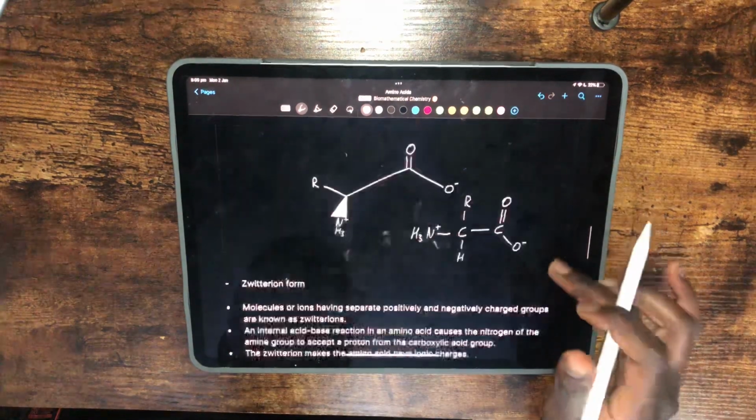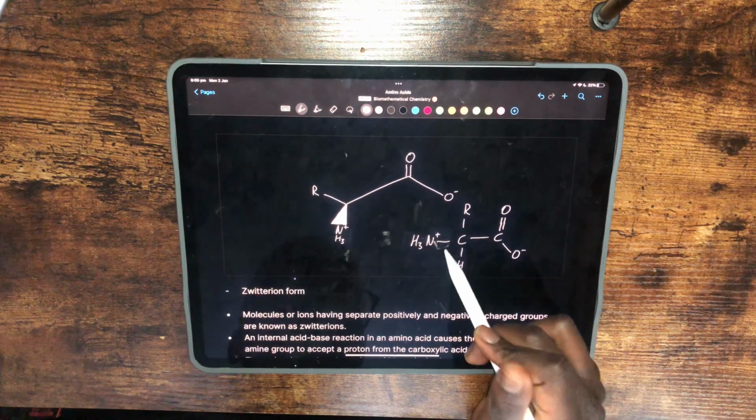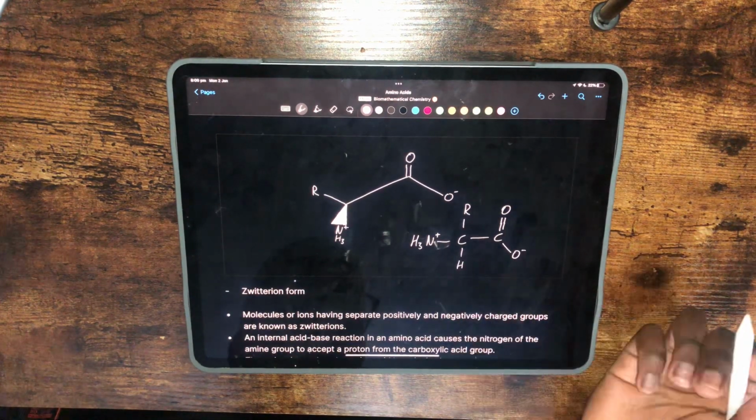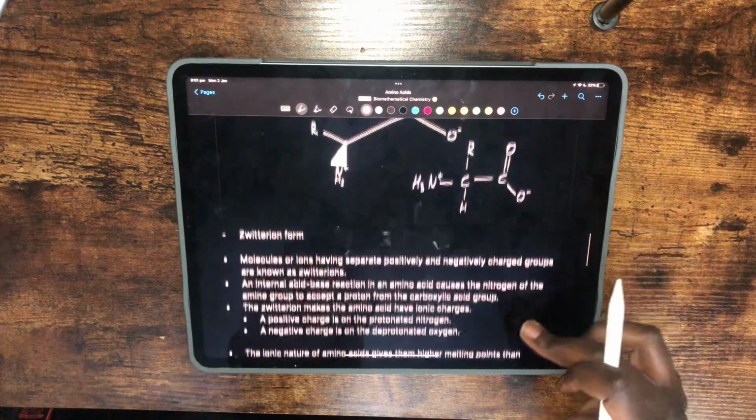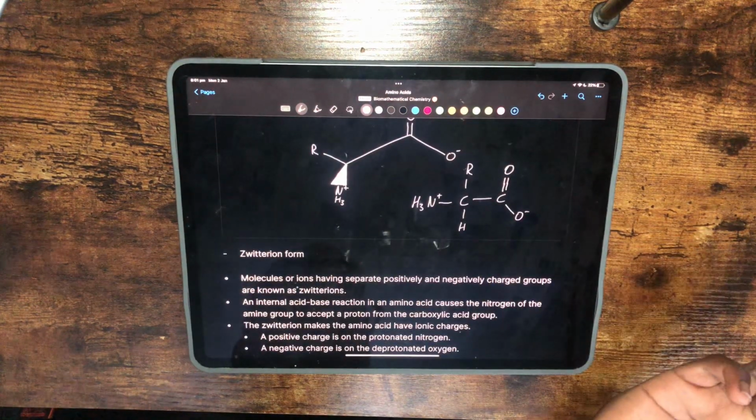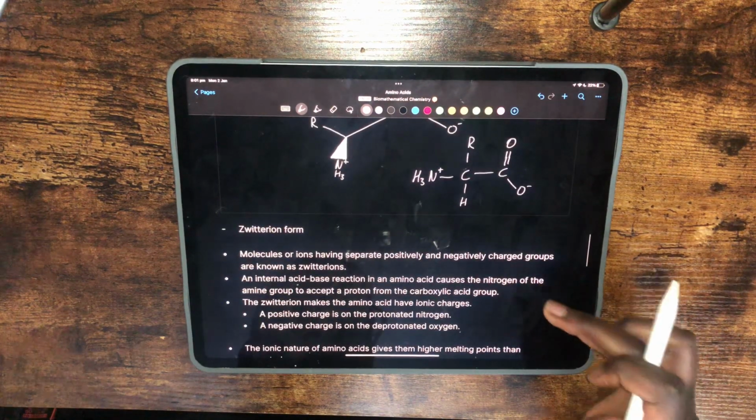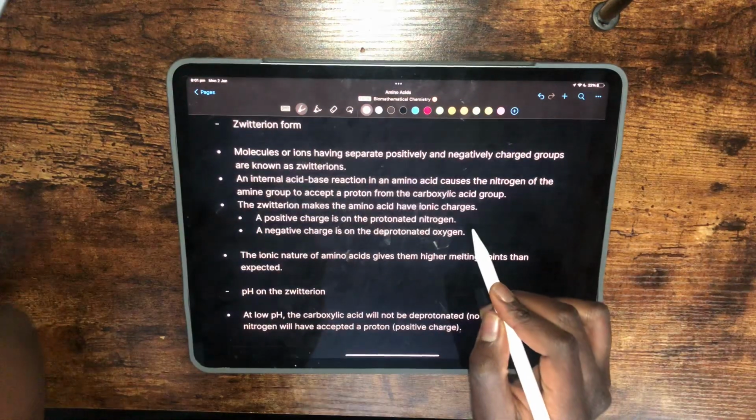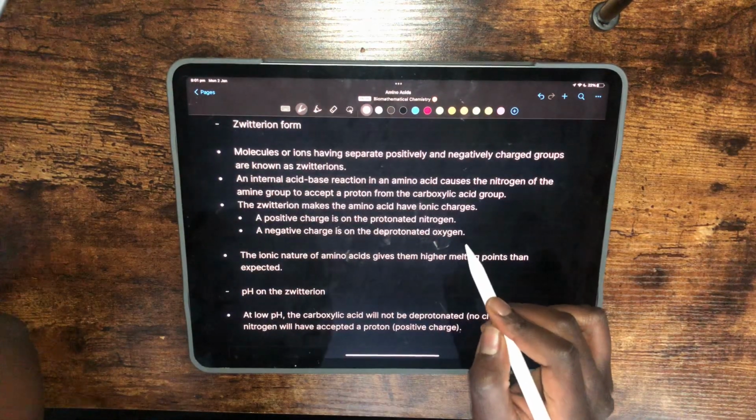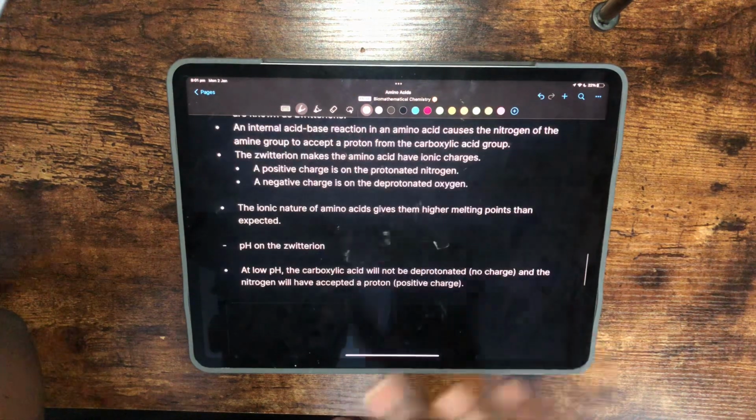Once it's in this zwitterion form, because it's now an ion, it has ionic bonding, which gives it stronger ionic bonds, and therefore a higher melting point because it forms a giant ionic lattice. If the positive charge on the protonated nitrogen and the negative charge didn't make sense, I'll go through it again specifically here.